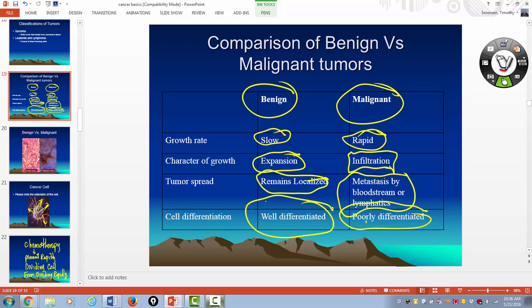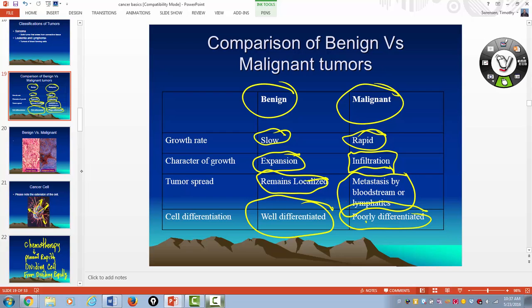And know this, benign tumors are still bad, depending on where they are. So if you have a brain tumor, and it's benign, because the skull is fixed, it can begin to compress blood vessels and damage other parts of your brain. So benign tumors are not always fun.